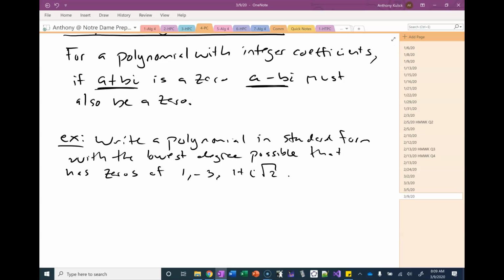Okay. So let's say we want to write the polynomial in standard form that has the lowest degree possible and the zeros 1, -3, and 1 plus i square root 2. So right away, I know that this list of zeros is incomplete. I'm missing a zero that needs to be there. And I know that because of the complex conjugates theorem. Because I have one complex zero, but I don't have its conjugate on the list. What other zero needs to also be on this list?